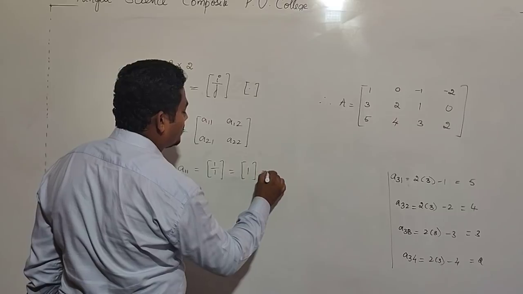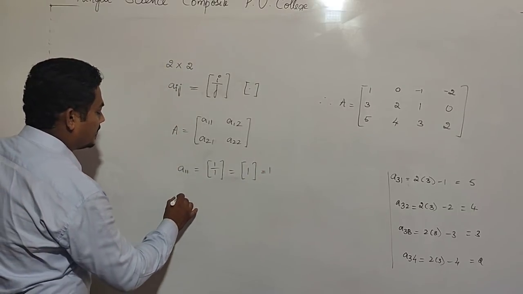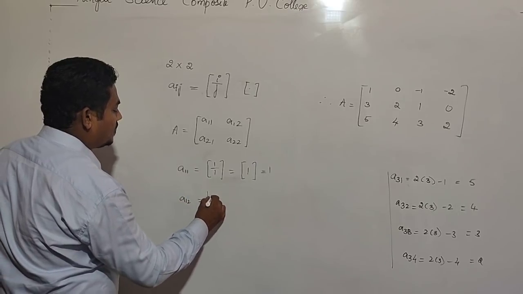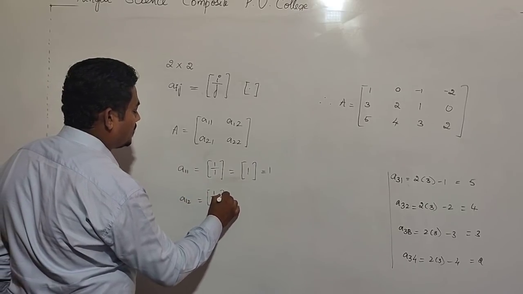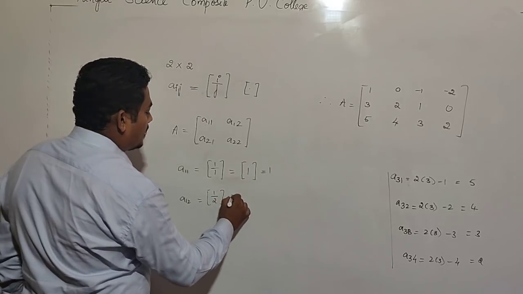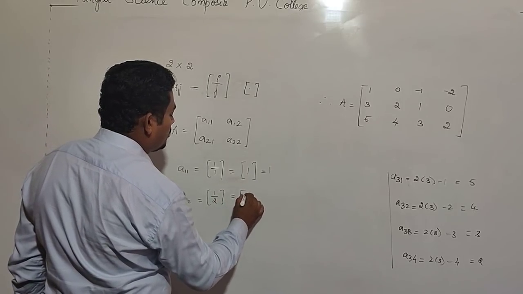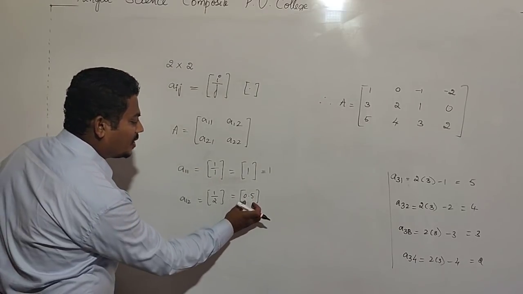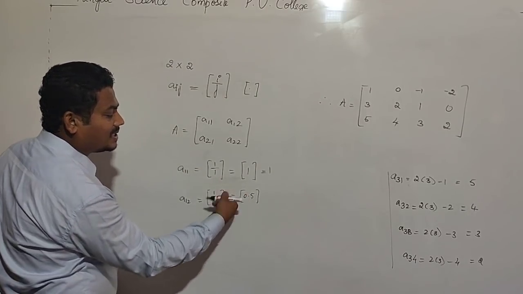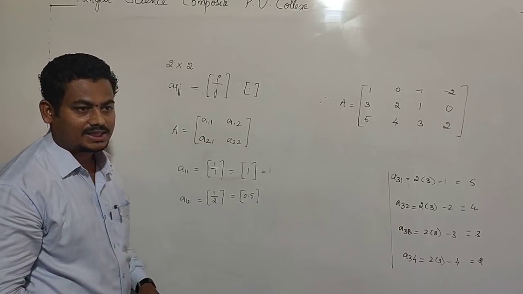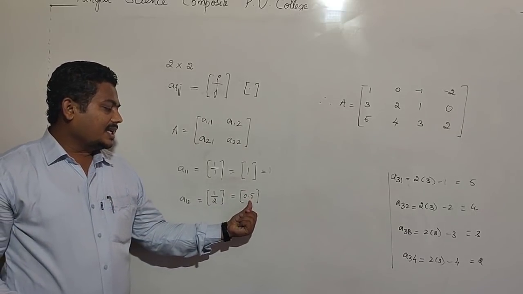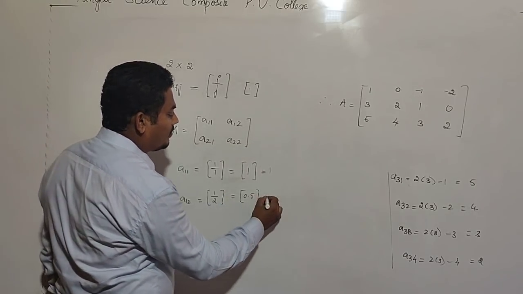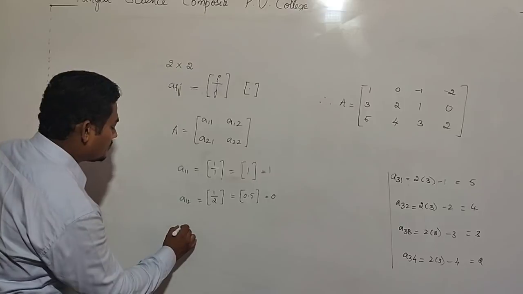What is step 1 value? Step 1 value is 1 only. Then next A12. What is A12? That is step of 1 divided by 2. What is step of 1 by 2? 1 by 2 means it is 0.5. What is step of 0.5? Step of x means the integer less than or equal to x. It is the definition. The previous integer for 0.5 is clearly 0.